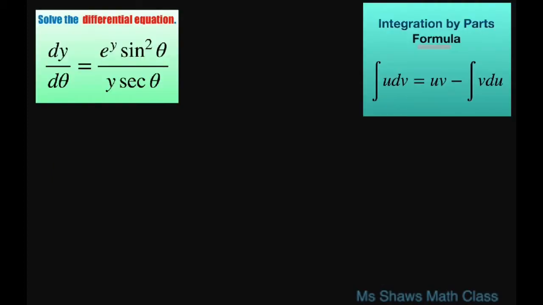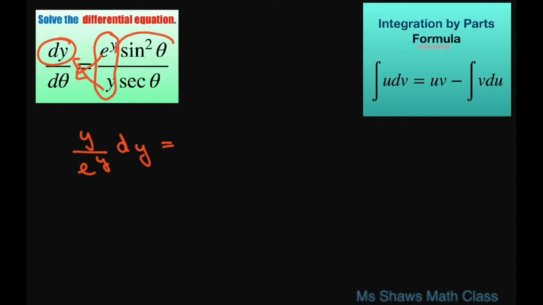The first thing we're going to do is rearrange all of this. So we're going to group our dy's with our y's here. And to do that, we're just going to write this as y divided by e to the power of y dy. So all I did was cross this up here and this down here. And then for our theta part, we're just going to write this as sine squared of theta. I can write 1 divided by secant of theta as just cosine of theta, and then cross this up here as d theta. All right, so that's just the rearranging of it.